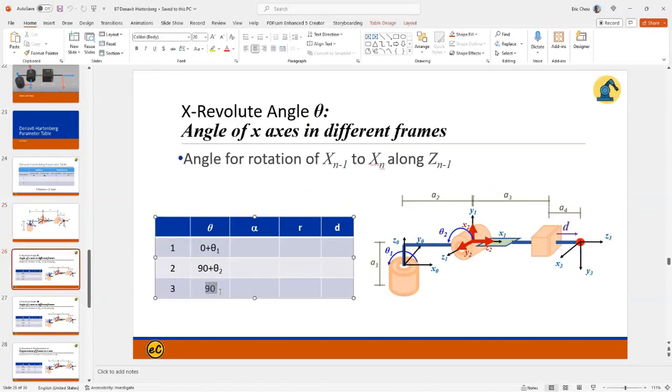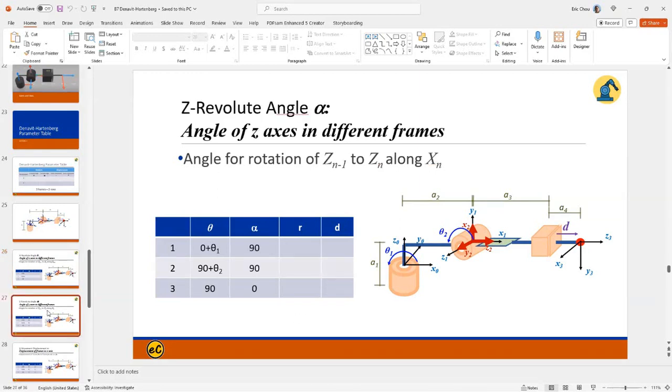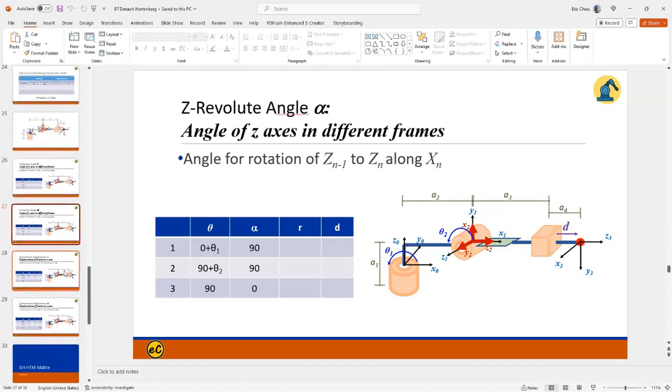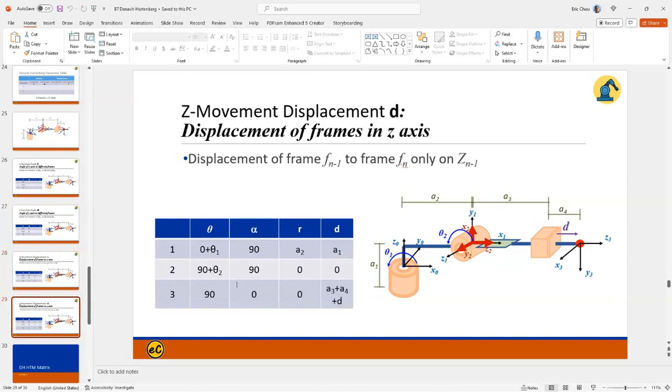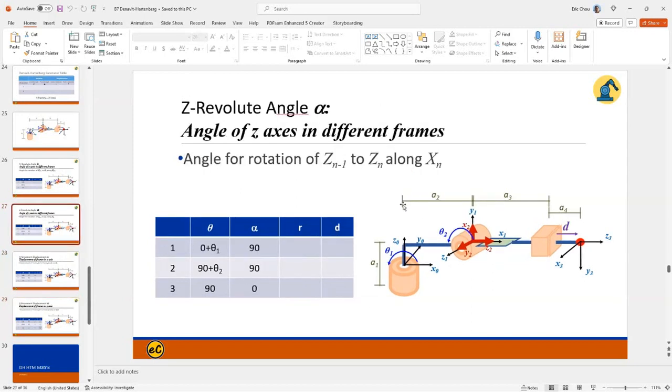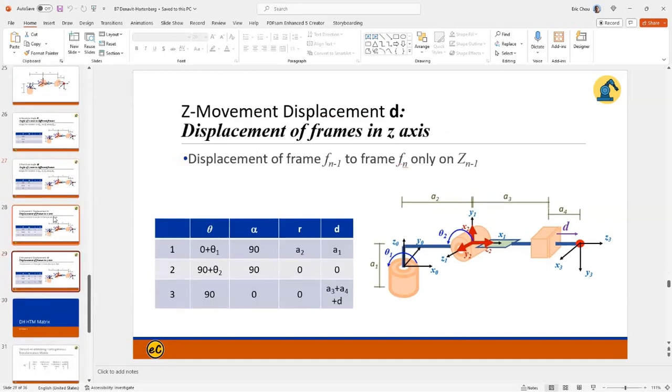So you can determine theta 3 to be 90 degrees. Any questions so far? No, it's okay. So these four rules are the detailed way to determine your theta, alpha, R, and D. So we do one by one. According to the rule of specification, you should be able to get it.